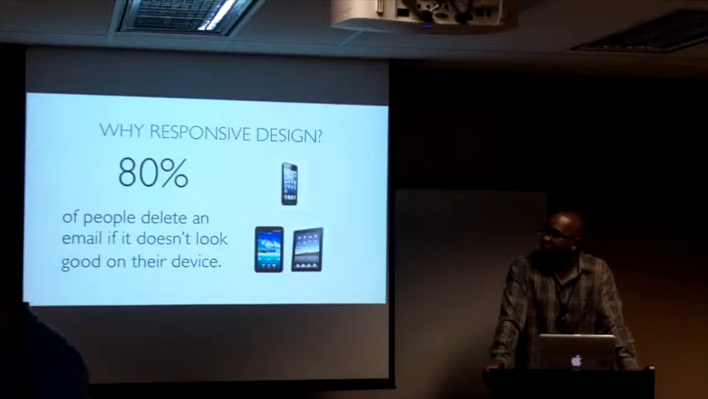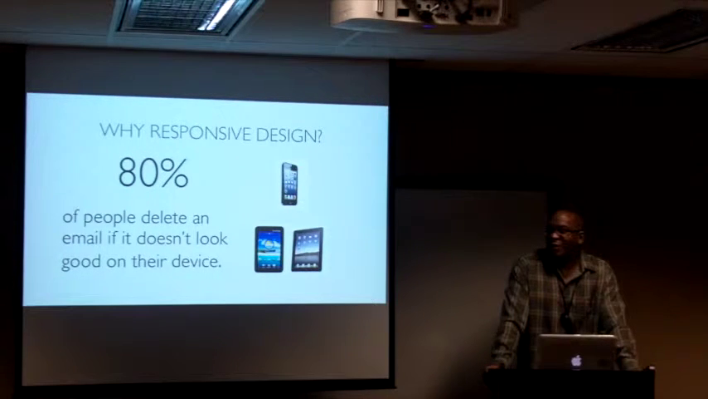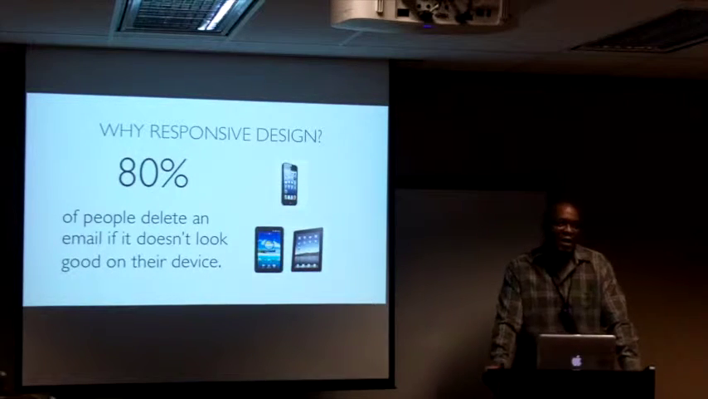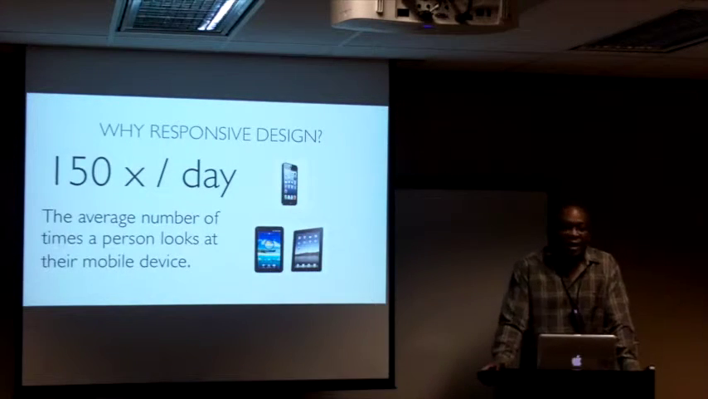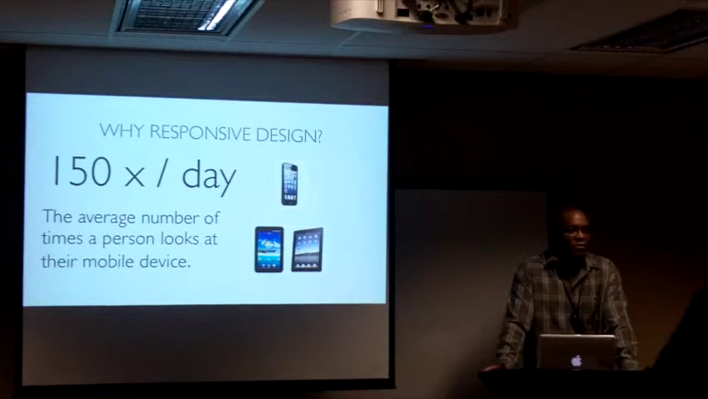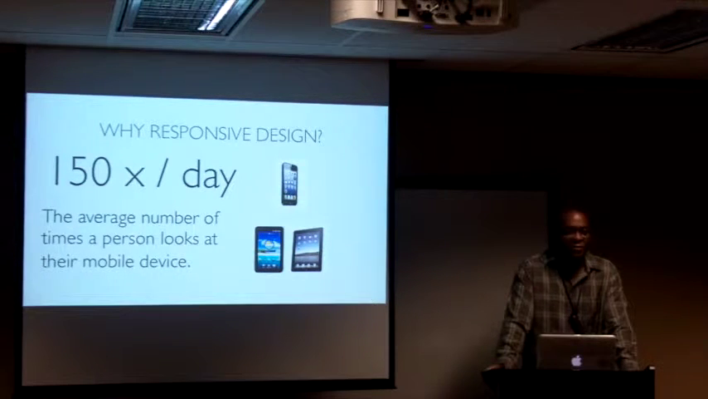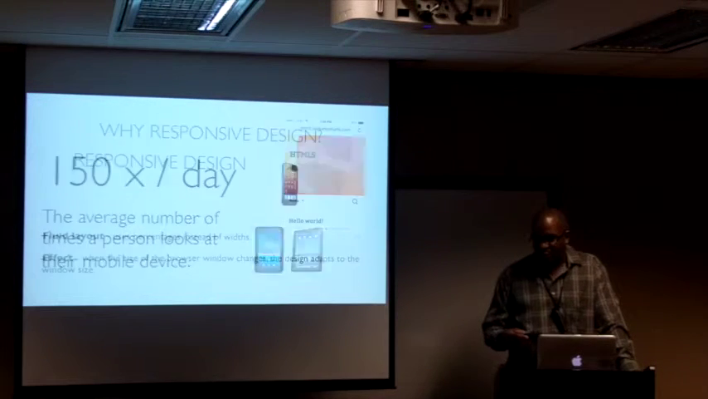Another reason, 80% of people delete an email if it doesn't look good on their device. Because of course, there's the 4-letter S word, spam. Right? If it looks like spam, just get rid of it. And that is the average number of times a person looks at their mobile device, 150 times a day. Glance. Hopefully they're not driving a vehicle. I see a lot looking at the mobile device.